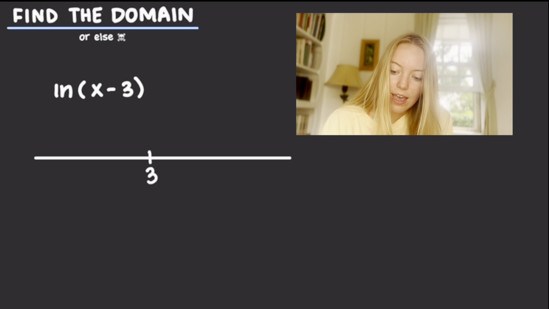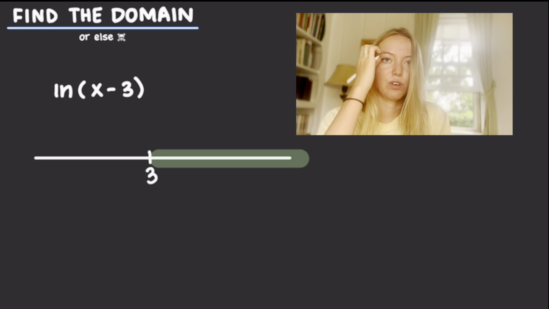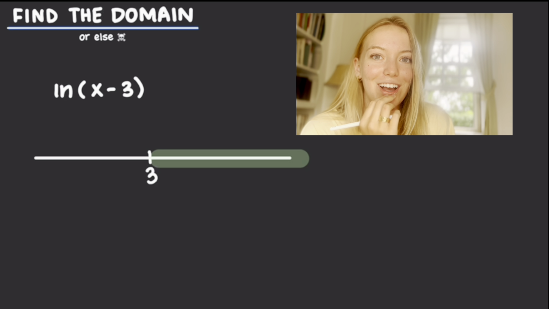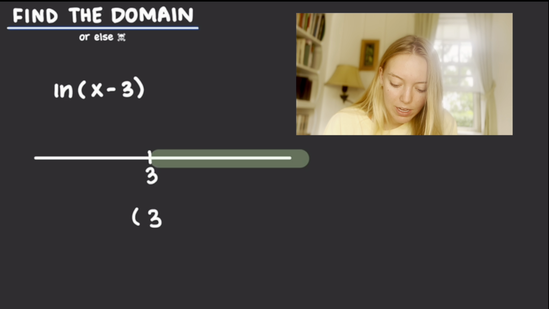So we know that it can be anything to the right of 3. But it can't be 3 because 3 would make it 0, and you cannot take the log of 0. So the domain for this one would be 3 with an open parenthesis all the way to positive infinity.